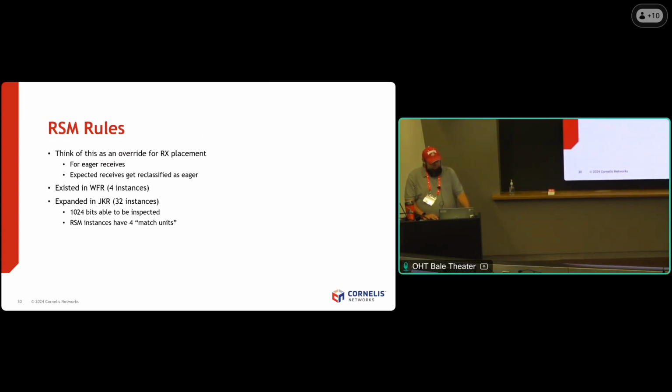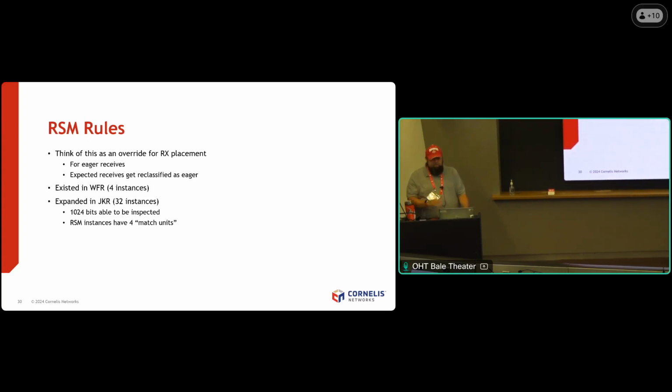We are also able to go much deeper into the packet now. We can look into the packet 1024 bits. Before, I think it was maybe 128, I don't recall for sure. I'd have to look at the code, but we definitely are able to go much deeper into the packet. Each RSM instance has what we call match units. It has 4 match units. These are parts of the packet that it can look at, and then you program these, and that's how it will choose where to land.